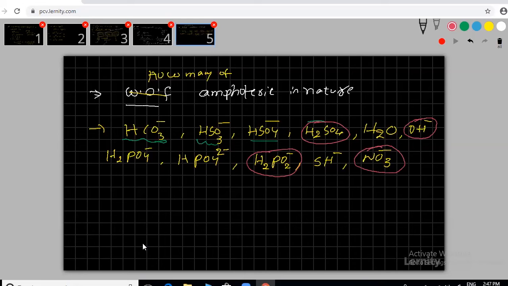Anyone got the answer? Or at least did you understand or not? Only two options, yes or no. If you didn't get it, let me know and I will explain. If you got it, fine, we'll go further. Proton donor is acid, proton acceptor is base. If it does both, it is amphoteric.